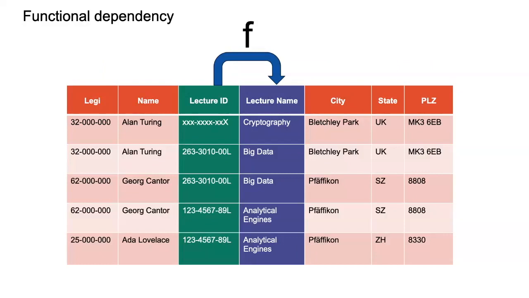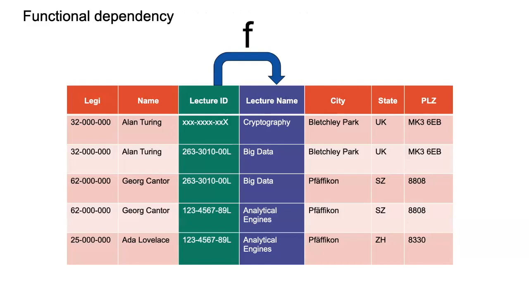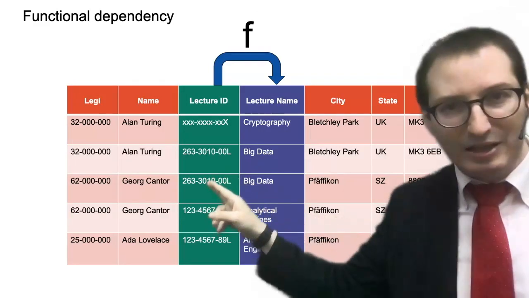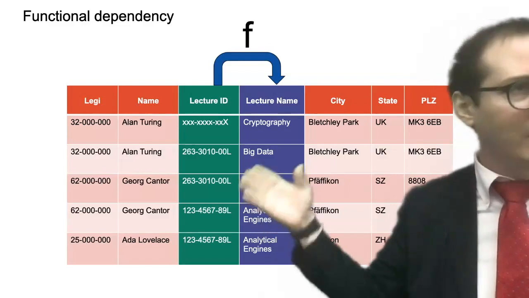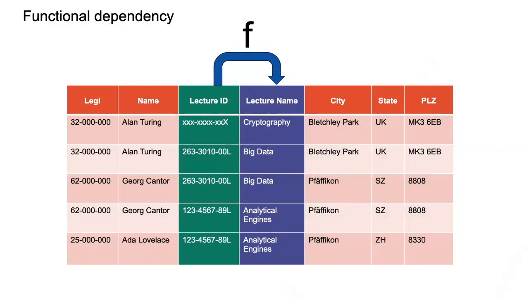And generally, if you have too many functional dependencies, this is where trouble arises. For example, if somebody wants to update here a lecture code and they forget to update the lecture name, then they have a problem. That's why the functional dependencies are a bit dangerous.